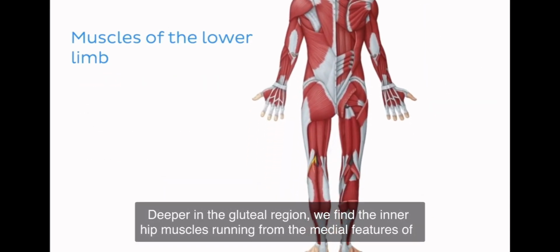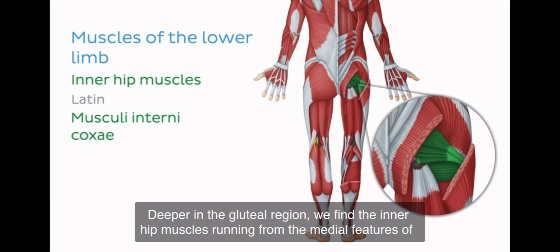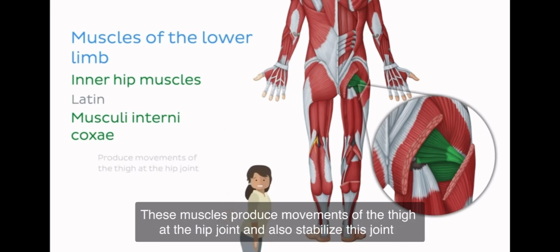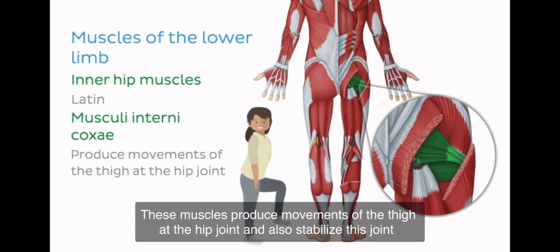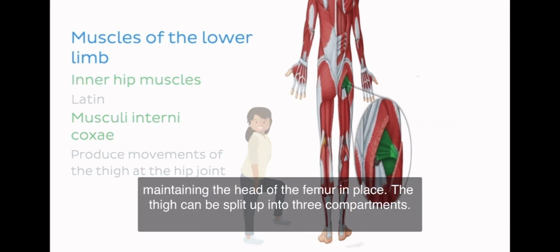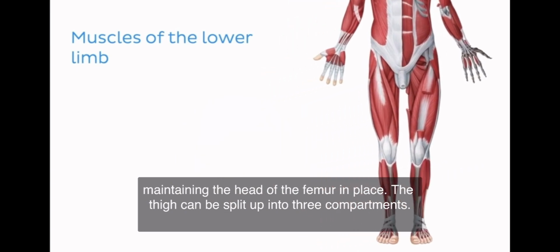Deeper in the gluteal region, we find the inner hip muscles, running from the medial features of the pelvis laterally to insert onto the proximal end of the femur, which is the bone of the thigh. These muscles produce movements of the thigh at the hip joint and also stabilize this joint, maintaining the head of the femur in place. The thigh can be split up into three compartments.